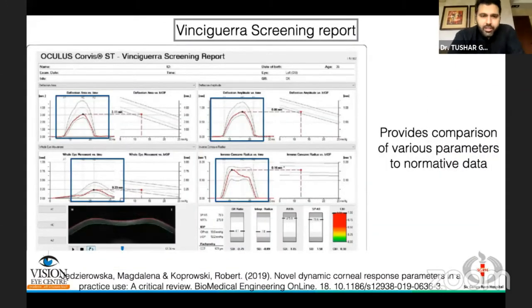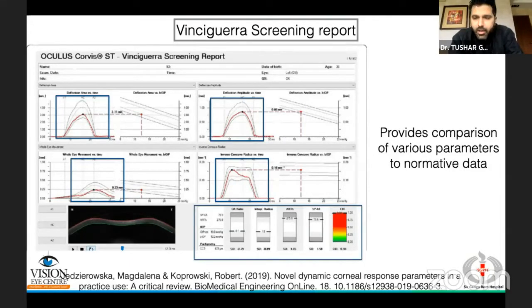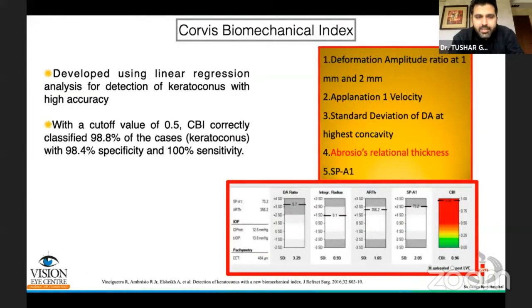But like I mentioned, these parameters by itself are difficult to look at and difficult to really analyze. So what you really need is some normative data which can compare them to the population figures and what is normal in the population. So the Vinci-Guerra screening report was able to do that. And what it also gave you is the Corvus biomechanical index. So again, this was developed using linear regression analysis and uses various dynamic corneal response parameters that I told you about, this one stiffness parameter, and also the horizontal thickness.